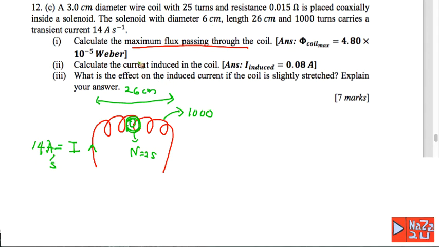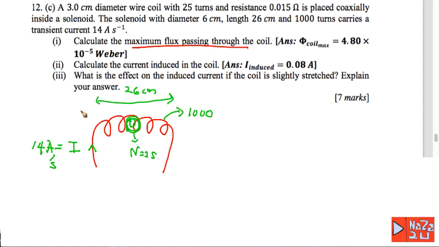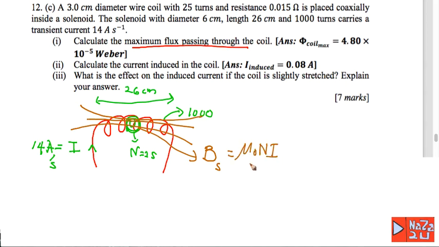Okay, so when the current flows in the solenoid, you have a flux or magnetic field produced by the current, right? So this is the flux. The question asks you what is the maximum flux passing through the coil. So what is the maximum flux? Flux through the coil. Now if you look at the equation, this is B. First, B for the solenoid at the center, so the B_S is given by the equation mu naught N I over L.